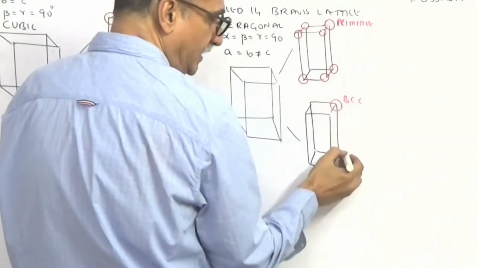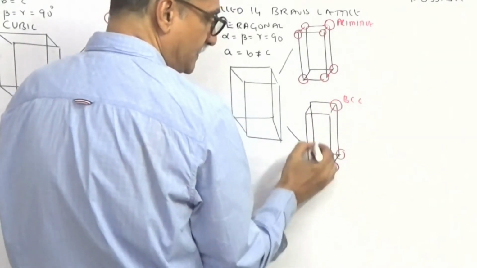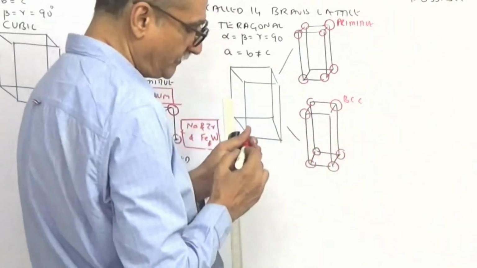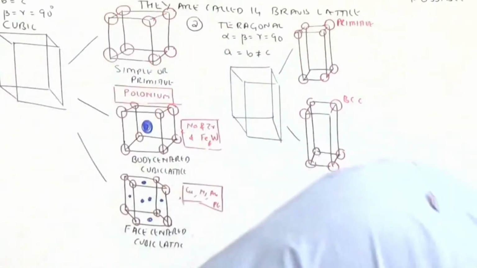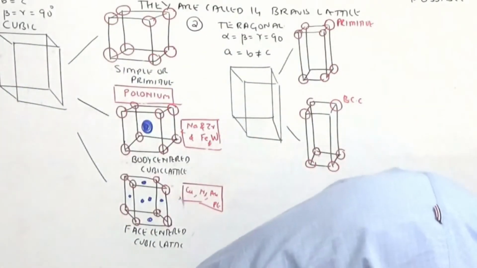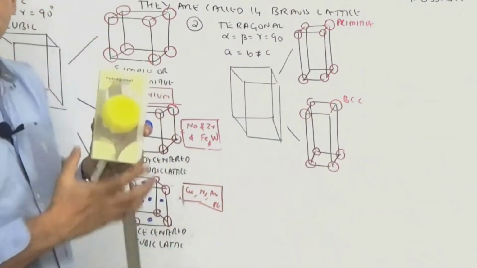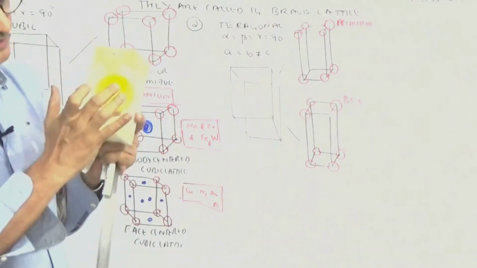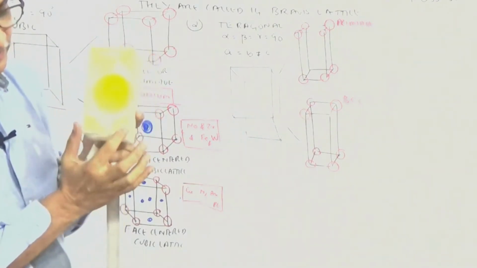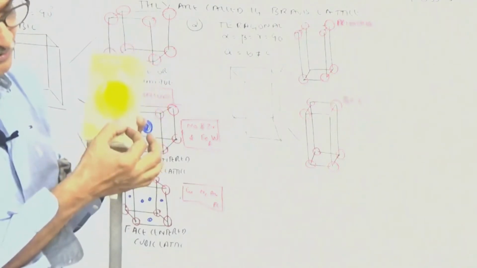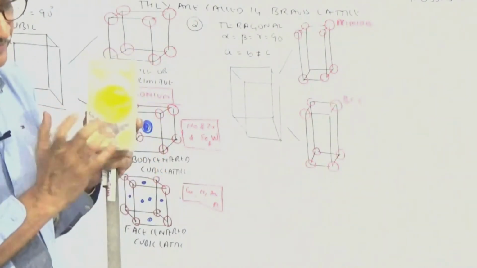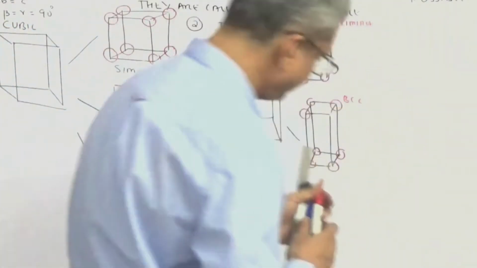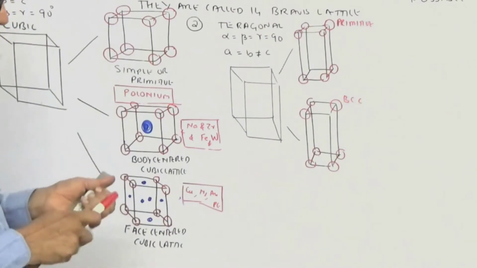सो बॉडी सेंटर्ड क्या रहेगा, 1 2 3 4 5 6 7 8 and then there will be one in the center of the body. So you can see over here, yes, tetragonal body center. They are in the corner and one is in the center of the body. A equal to B, not equal to C, all angles are 90 and we have body center. Okay, this is a model of that. So we have BCC, primitive body center.